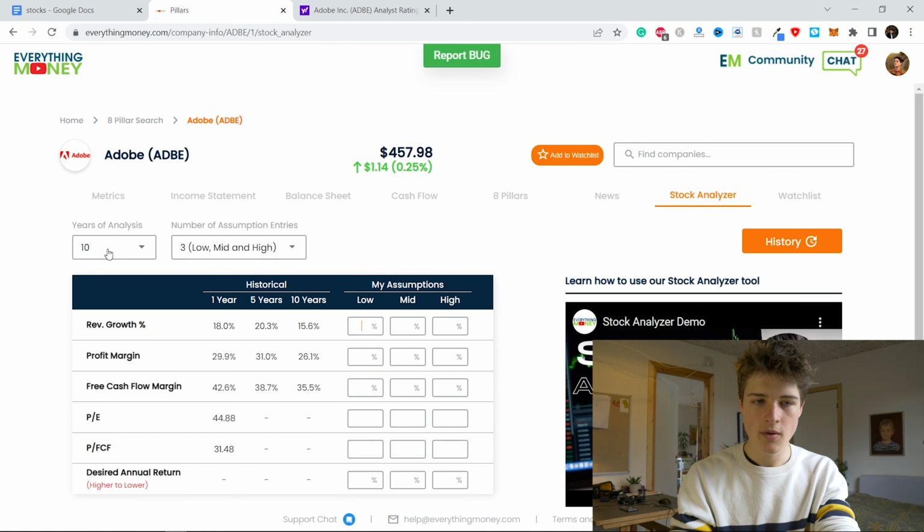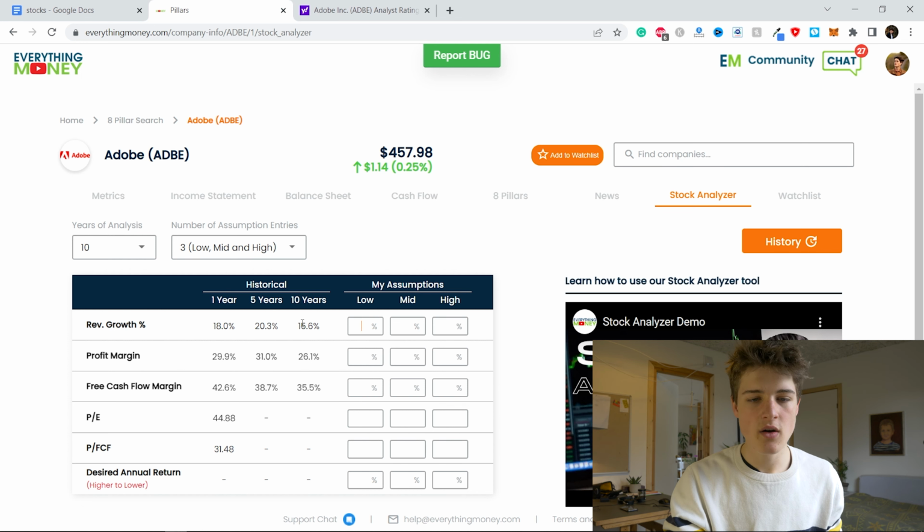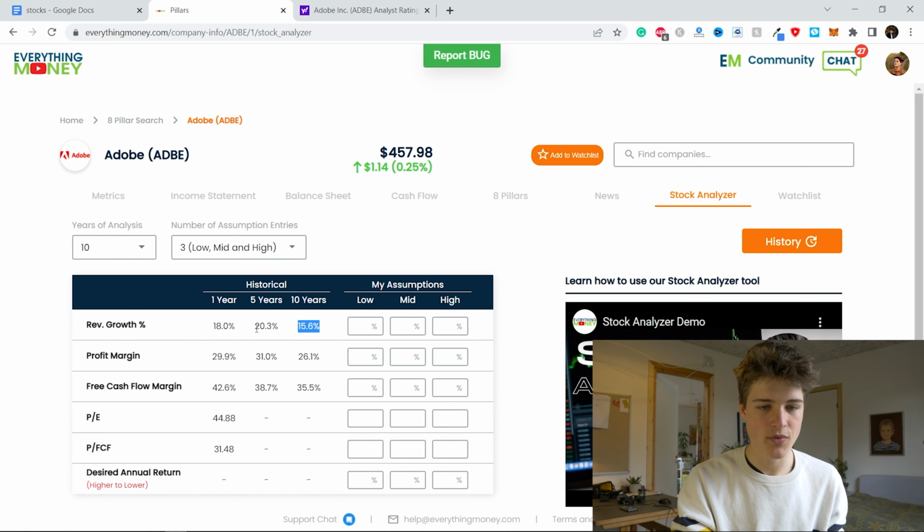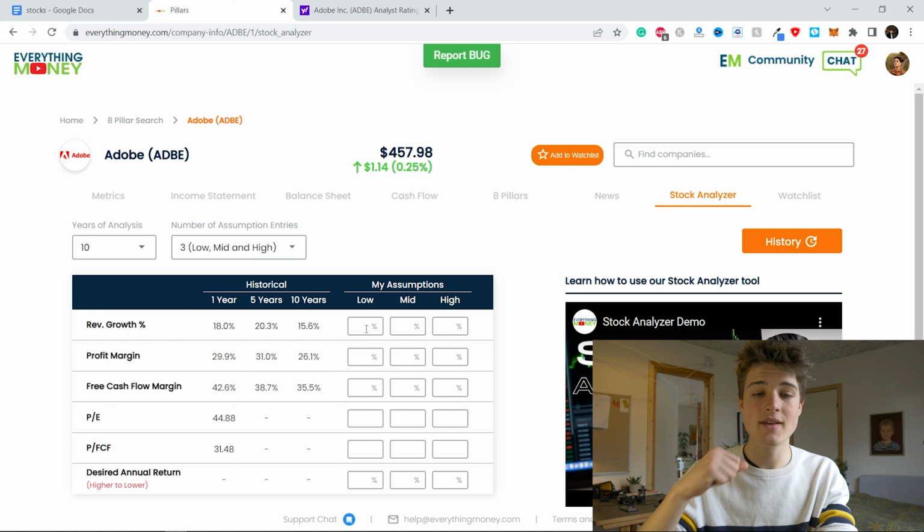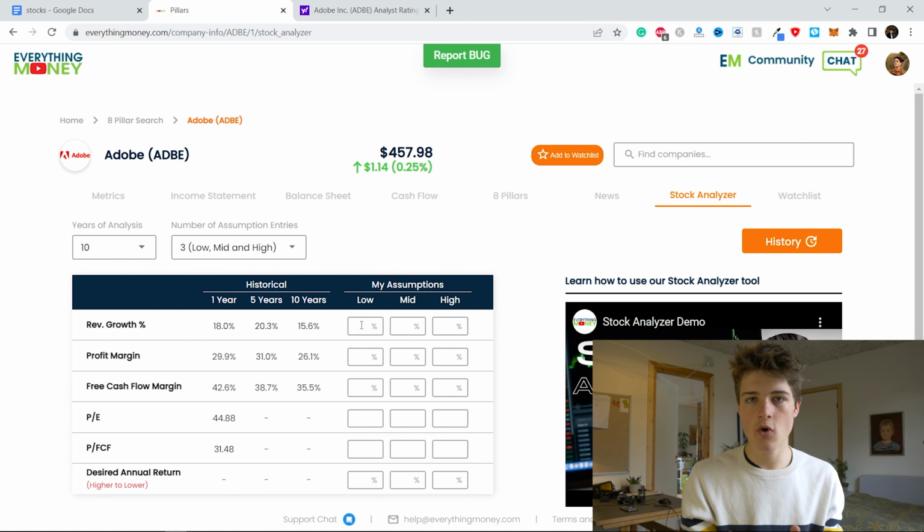So here we put in 10 years of analysis, and then we put in our revenue growth assumptions. So you can see here for the historical, over the past 10 years, they have done an average year-over-year revenue growth of 15.6%. Over the past 5 years, that has been 20%. And over the past year, that has been 18%. As the company grows, we have to think about this is 10 years into the future. So whatever we put in here is the average that they're going to do year over year over the next 10 years. So we put in 10%, they're going to do 10% revenue growth every year for the next 10 years, right?